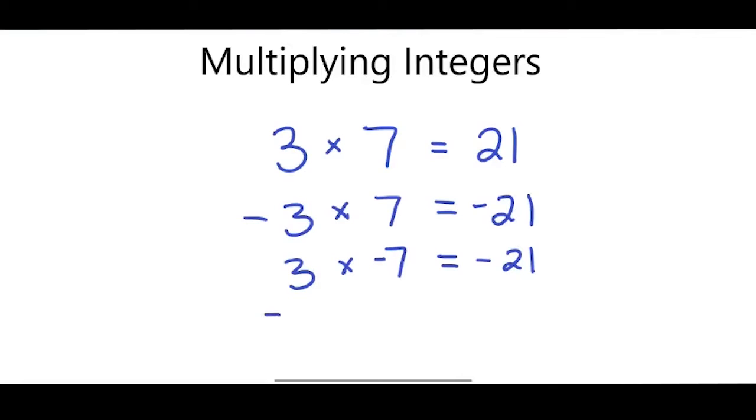But let's say I have negative 3 times negative 7. Well, when your signs are the same, notice that this is negative and this is negative. When the signs are the same, the answer is going to be positive. So negative 3 times negative 7 equals 21, which is positive.